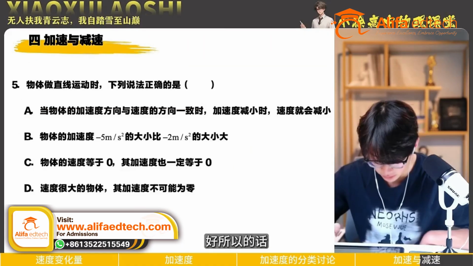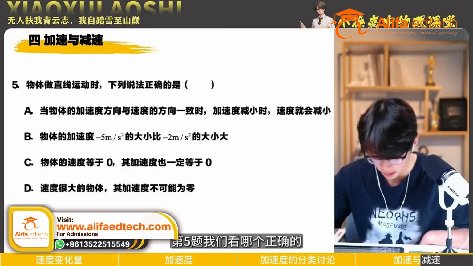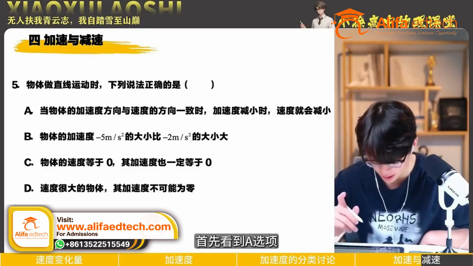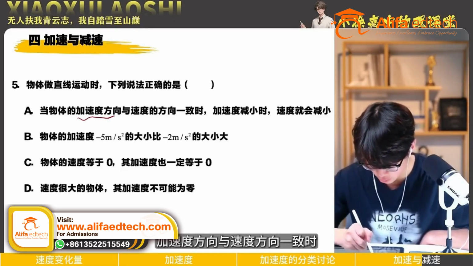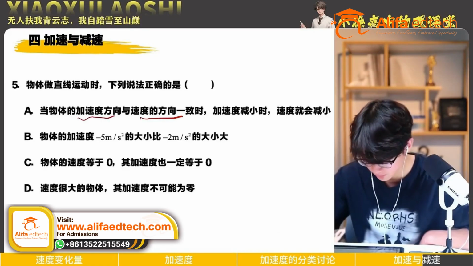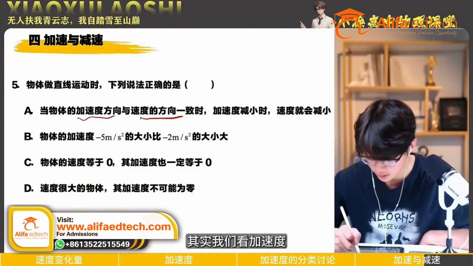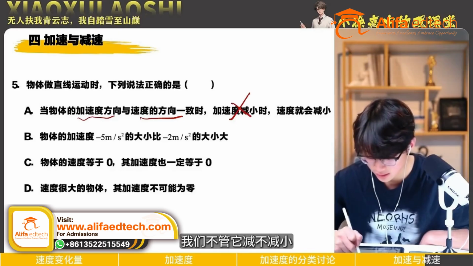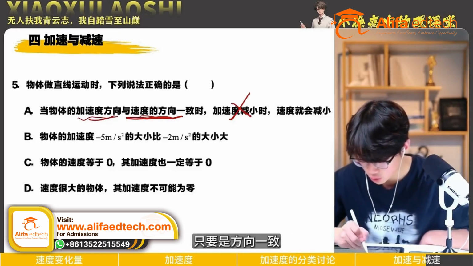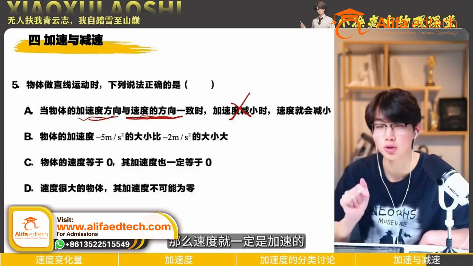Okay, so let's look at question 5. For question 5, let's see which one is correct. First, look at option A. When the direction of acceleration is the same as the direction of velocity, if the acceleration decreases, the velocity will decrease. Actually, when we look at acceleration, regardless of whether it decreases or not, as long as the direction is the same, then the velocity must be increasing. It's accelerating, so A is wrong.